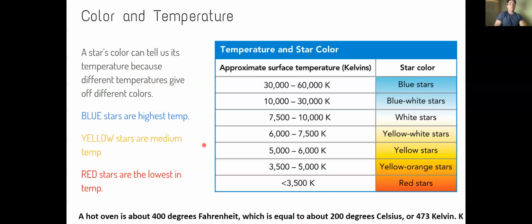You just need to know that Kelvin's a form of temperature. That's all. You don't need to know like how hot something is in Kelvin. You do need to know Kelvin's a temperature. Just so you don't look at this and think, wow, blue stars have 60,000. That's great.